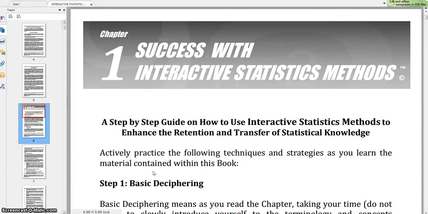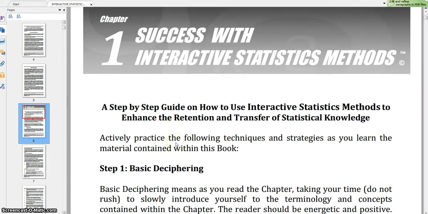Welcome to Chapter 1 of Interactive Statistics Methods. Chapter 1 of Interactive Statistics Methods begins with success with interactive statistics methods. And in this Chapter 1, we begin with a step-by-step guide on how to use interactive statistics methods to enhance the retention and transfer of statistical knowledge.